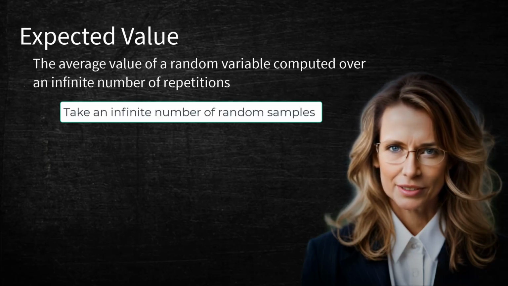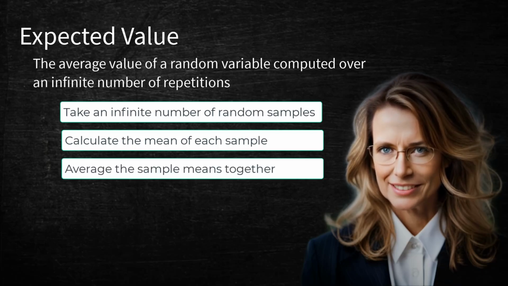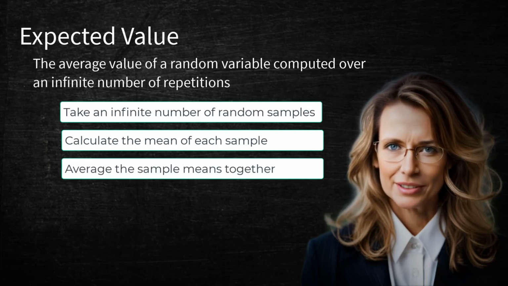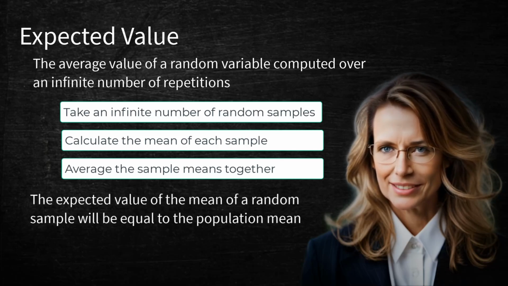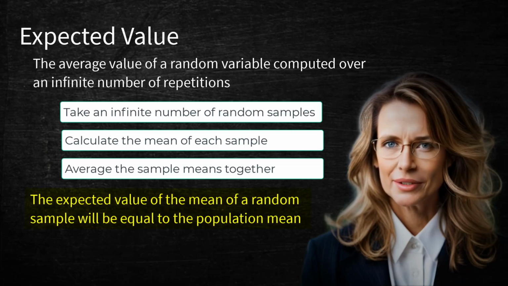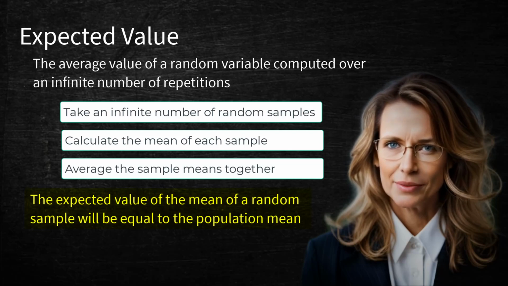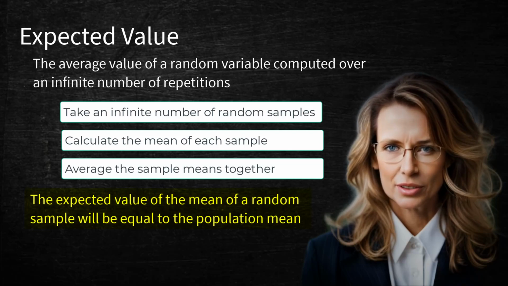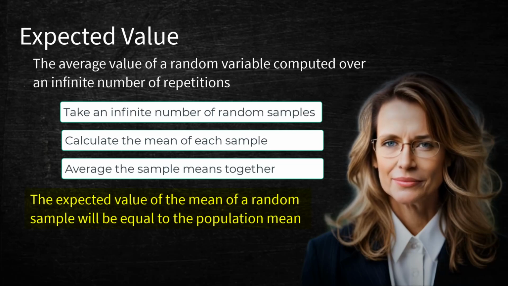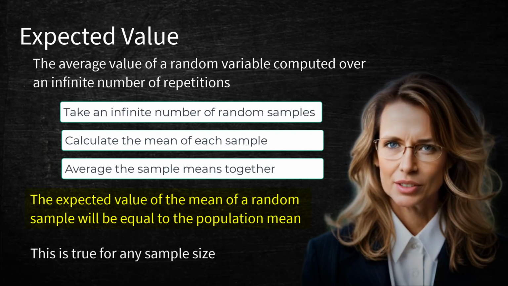If we took an infinite number of random samples from our population of athletes' reaction times, calculated the mean of each of these samples, and then averaged all those sample means together, the result would be the expected value of the mean. It turns out this expected value would be exactly equal to the mean of the entire population. So we can say that the expected value of the mean of any random sample is exactly equal to the population mean. While any single mean of a random sample will vary from the population mean by an unknown amount due to sampling fluctuation, the mean of an infinite number of these samples will always be equal to the population mean. This holds true for any sample size.